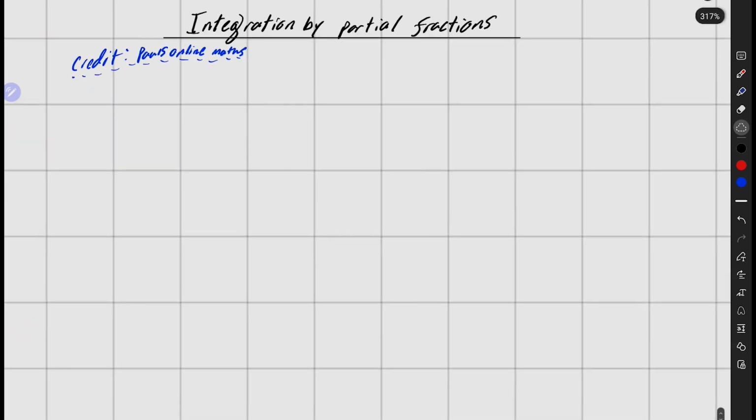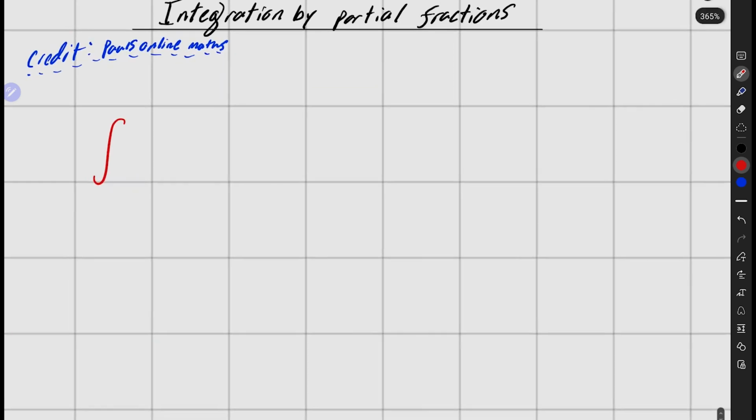So let's start, and I'll show you an example. This is a classic example of when you need to use integration by partial fractions. Let's say you were given the integral of 3x plus 11 divided by x squared minus x minus 6 with respect to x.